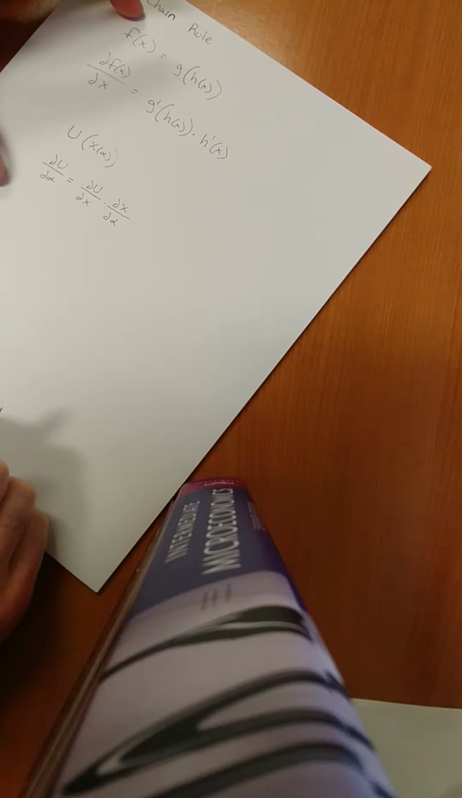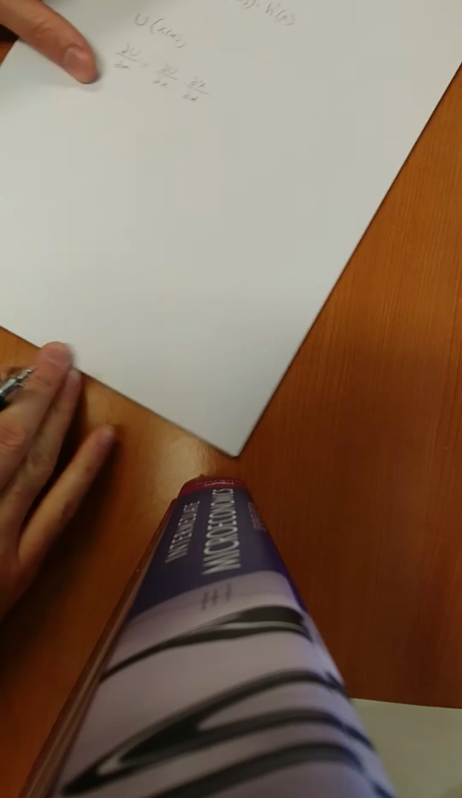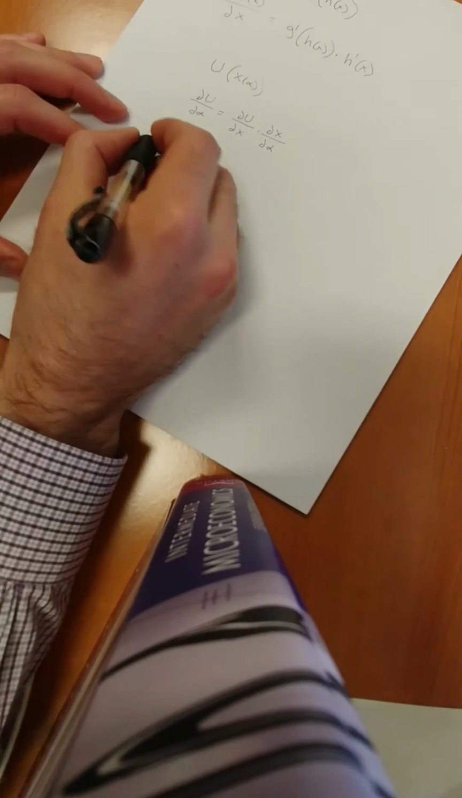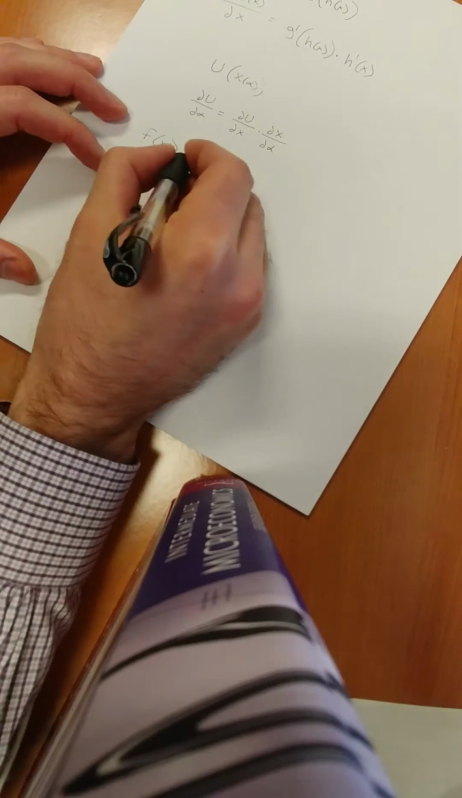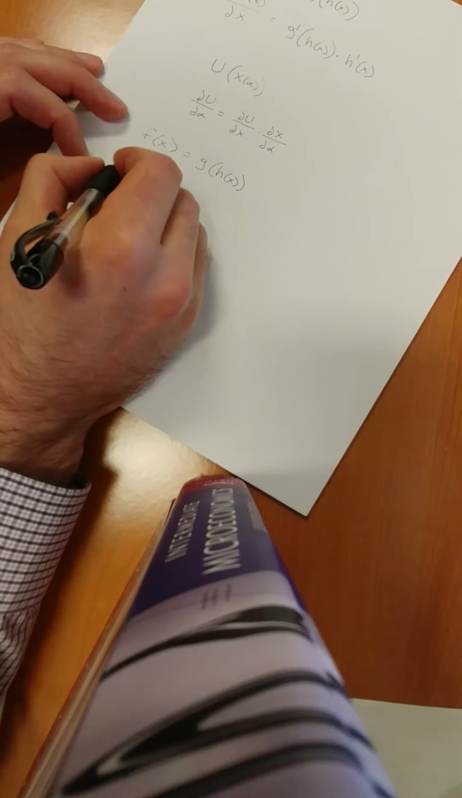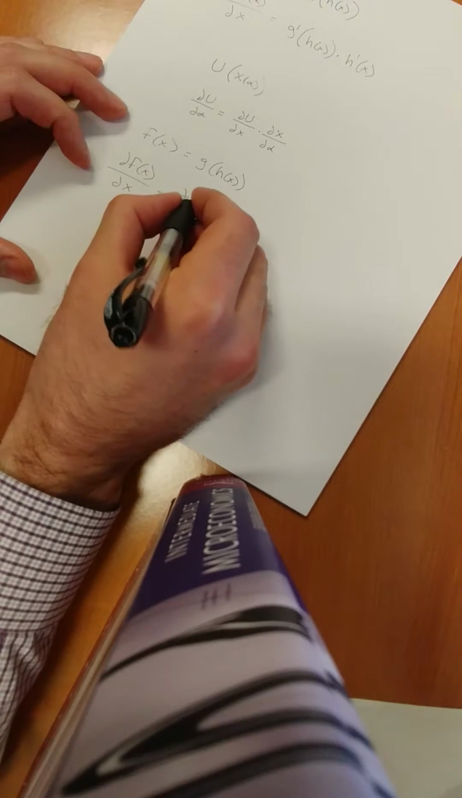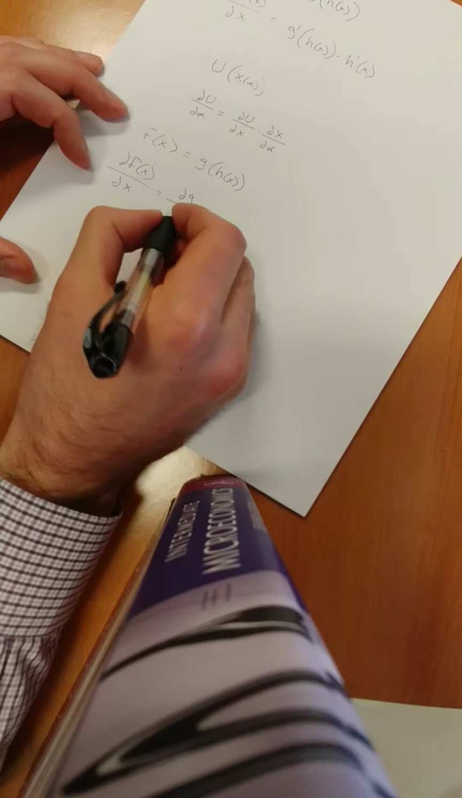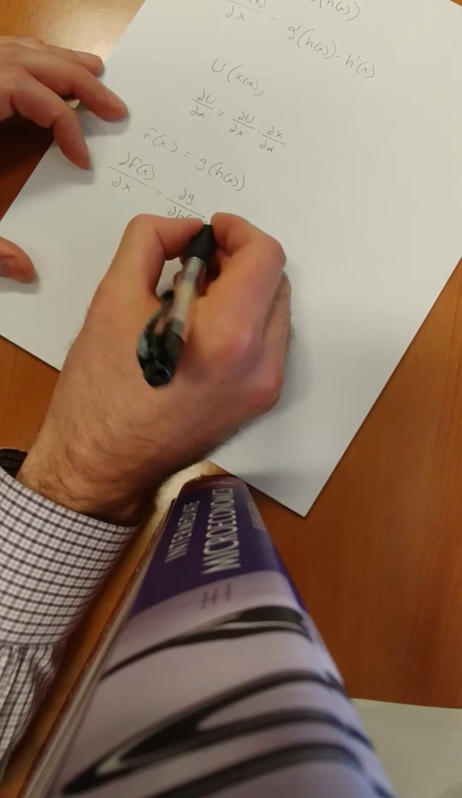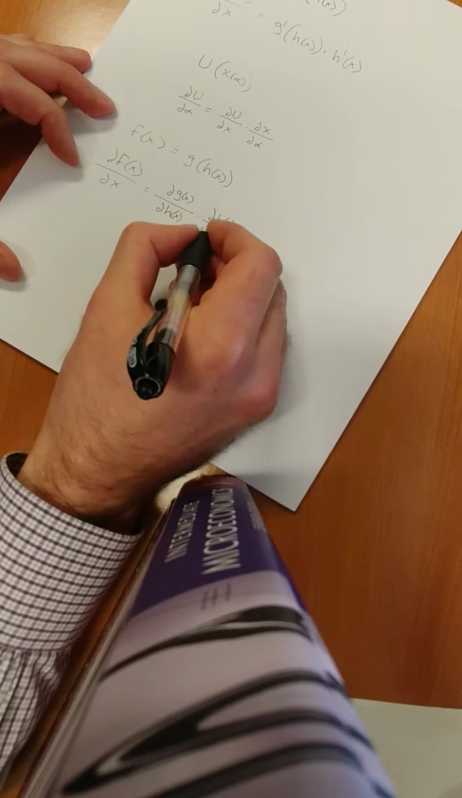Okay, I'm going to re-articulate this in another way to make sure that it's clear. So let me write this again. I have g as a function of h as a function of x. The derivative of f of x with respect to x is equal to the derivative of g with respect to h of x times the derivative of h of x with respect to x. So let me just rewrite that. Now this will parallel here a little bit more clearly.